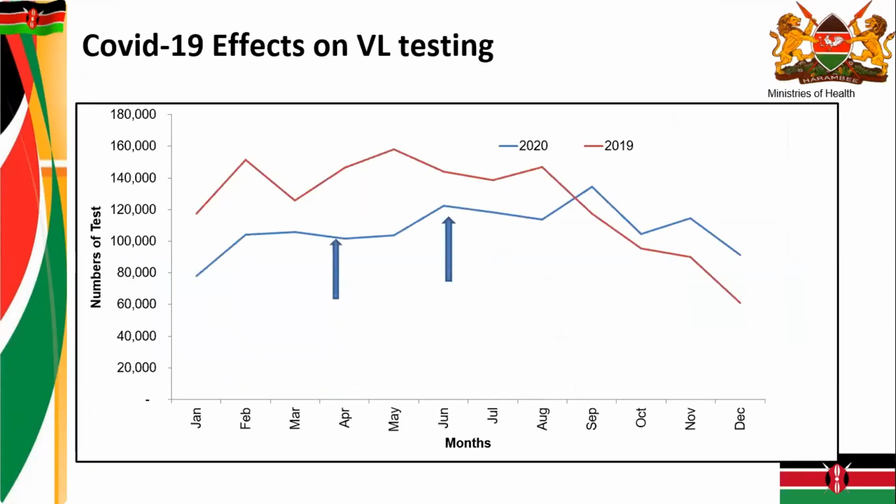In terms of COVID-19 effects, at the start of 2020 we had quite some improvement in viral load testing. However, between April and June, there was a decline of about 30% in VL numbers, and this affected our numbers in the year 2020. After June, the numbers picked up consistently until December when there was a decline. But if you look at 2021, you will see that the number of tests being done has continued to rise over the months in the current year.